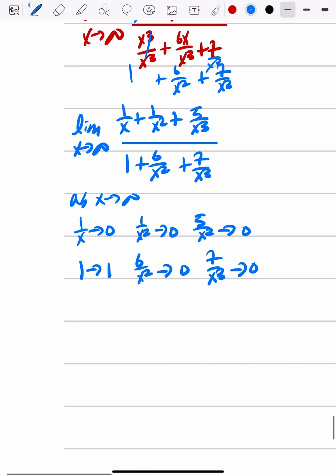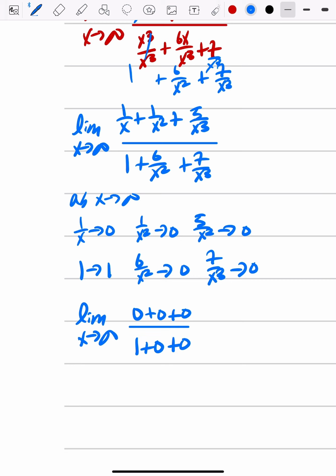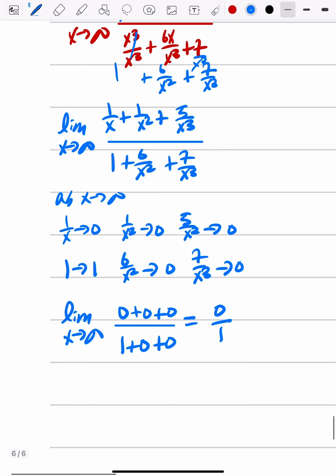So if we just fill it out, we get this. So it's this, right? So 0 over 1 is equal to 0. Therefore, the limit as x approaches infinity of f of x is 0.